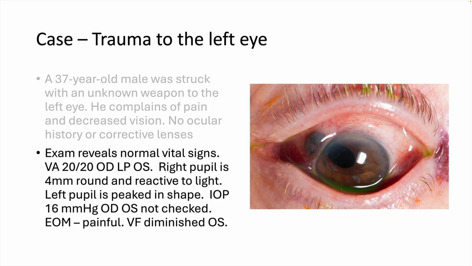Right pupil is 4 millimeters, round and reactive to light. Left pupil is peaked. Intraocular pressure is 16 millimeters of mercury in the right eye. Because of suspicion of an open globe, pressure was not checked in the left eye. Extraocular movements are painful. Visual fields are diminished in the left eye, but normal in the right eye.